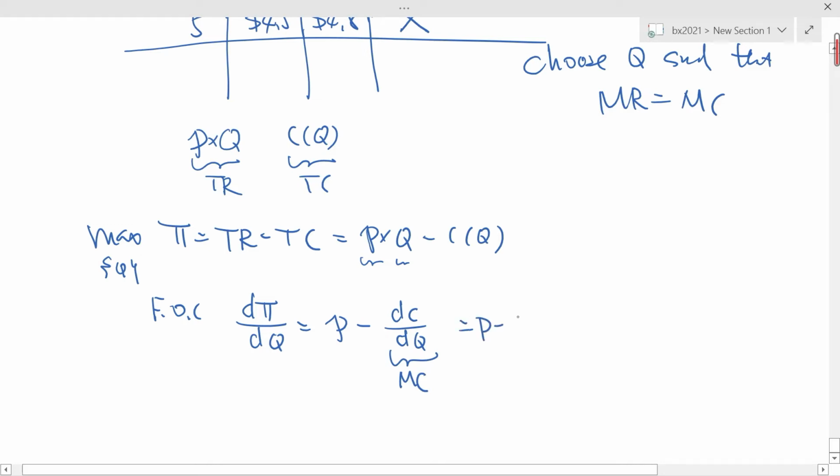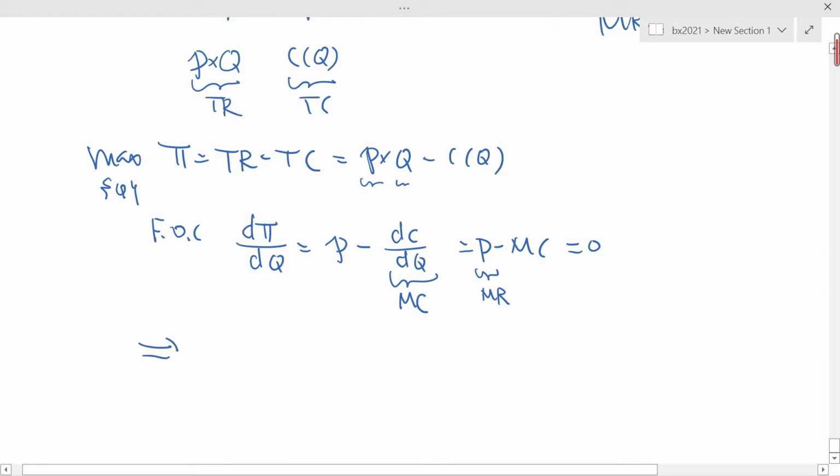So it's P minus MC. And you want to be aware that, because we are in a perfectly competitive market, the price is the marginal revenue for the firms, and we set this to 0. This implies P is equal to MC, or more generally, marginal revenue is equal to marginal cost, as we arrived at in the example above.